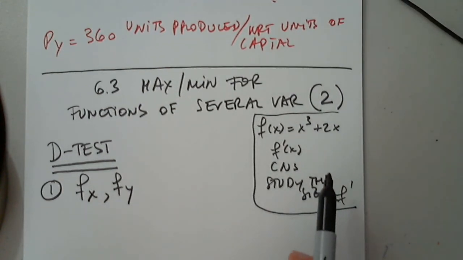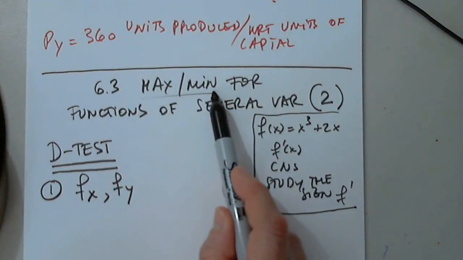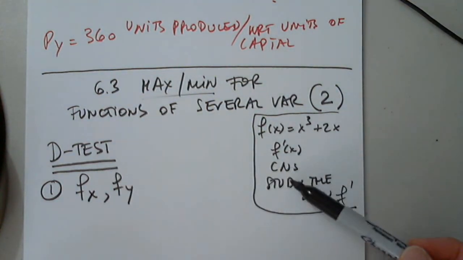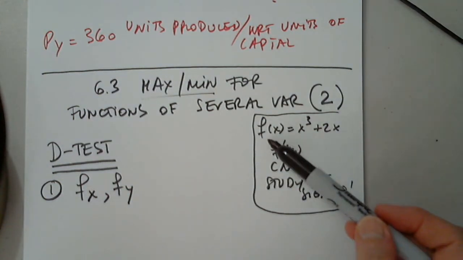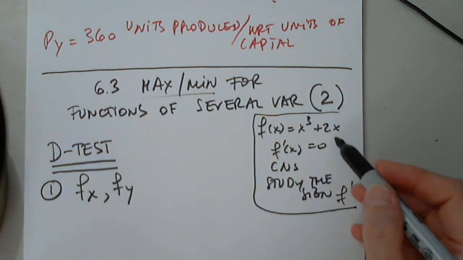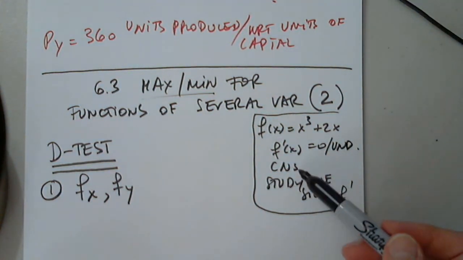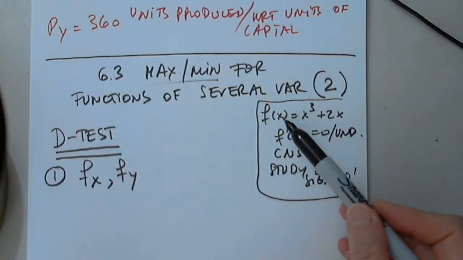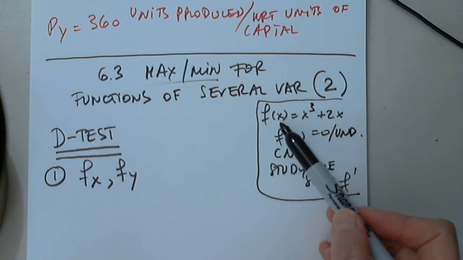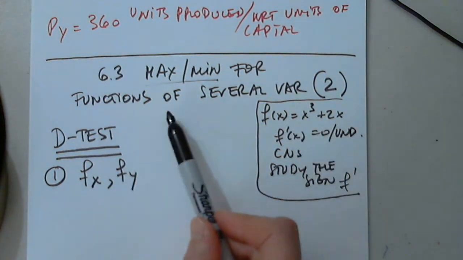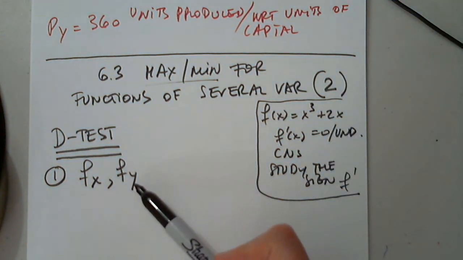What am I trying to do? I'm trying to find max min for a function of two variables. And I'm comparing it to the steps here. We have the function, we find the derivative, we set it equal to 0 or undefined. We find critical numbers, study the sign. Here we have several steps. We don't have only one variable. We don't only have one f prime. We have two, because we are talking about two variables. We have fx and fy.